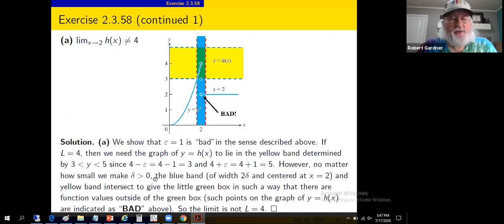No matter how small delta is, the blue band and the yellow band intersect to give a little green box in such a way that there are function values outside of the green box. Yeah, it's these function values right here.